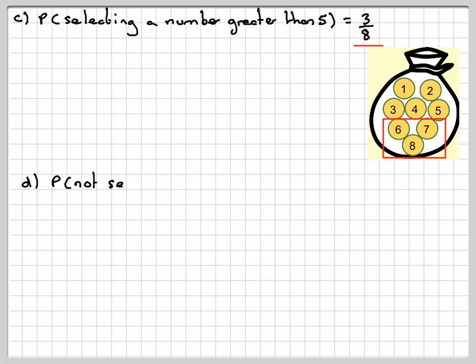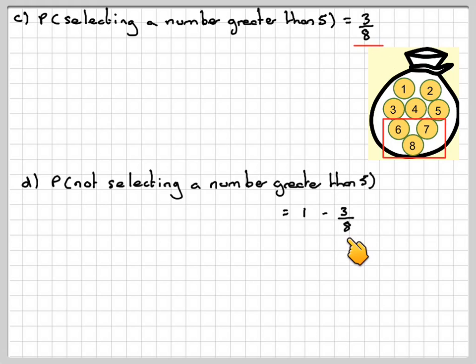And finally, the probability of not selecting a number greater than 5 is going to be 1 minus our answer to the previous part, which is 3/8, and 1 minus 3/8 gives me 5/8. You can see here there are 5 out of 8. But using this 1 minus technique is used quite often in probability. Also, diagrams help greatly when solving probability questions.